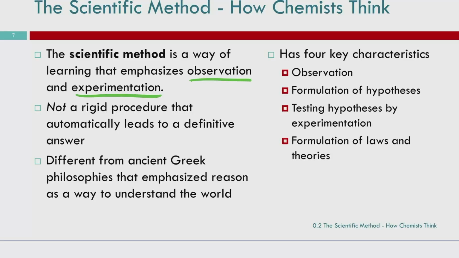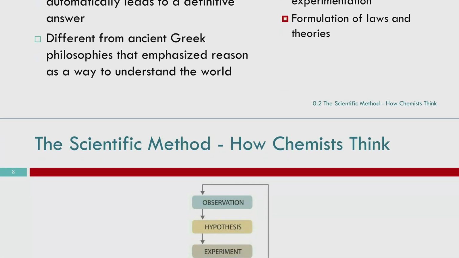So the 4 key characteristics of the scientific method are observation, formulation of hypotheses or a hypothesis, an educated guess, testing those hypotheses with experimentation, and possibly formulating laws and theories. I think educated guess is probably the most popular definition people know for a hypothesis. And if you didn't write those down right away, they are showing up on these next slides.